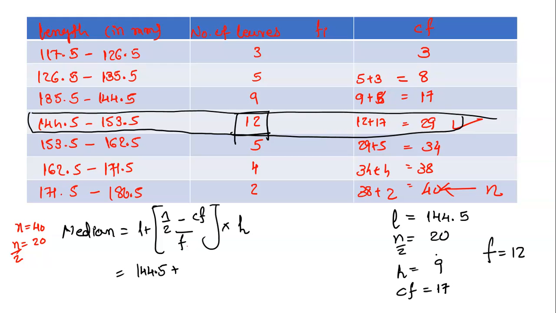And if you substitute all these values here, L is equal to 144.5 plus n by 2 is equal to 20. 20 minus CF 17, 20 minus 17, so 3 will remain. Directly I am going to write here 3 upon F. F is equal to 12 and H is equal to 9. So 144.5 plus 3 by 12 times 9, that is 3 fourths. So 9 by 4 will come.